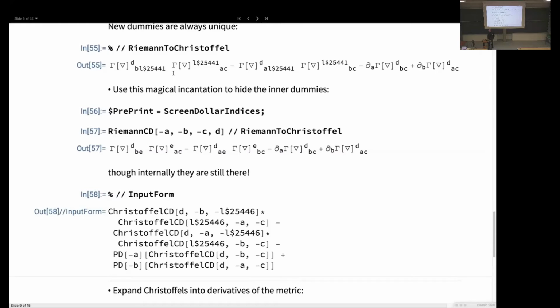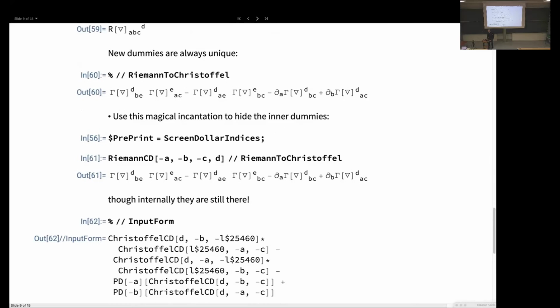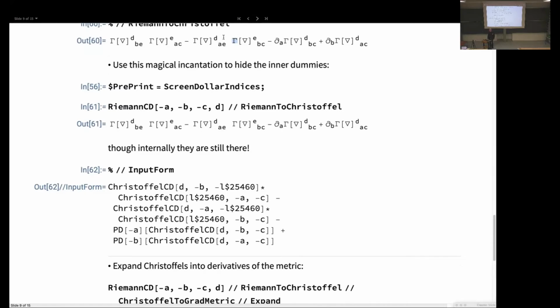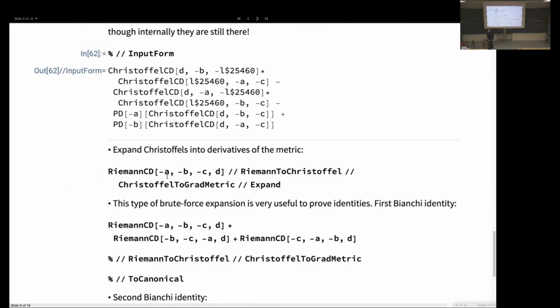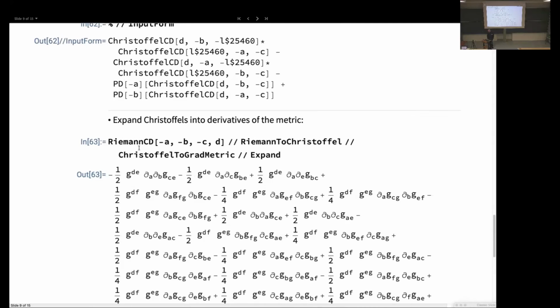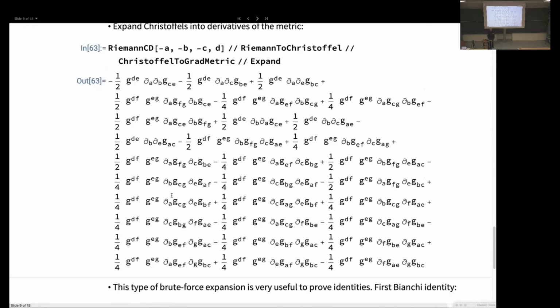The important thing here is that every time that you evaluate something like that, the indices will be different. So this number is changing all the time. That's why there are no index collisions for dummy indices. Each time they are different. So for example, let's do something bigger. That's a Riemann converted to Christoffel, and now convert the Christoffels into gradients of the metric. Now you have that expression.